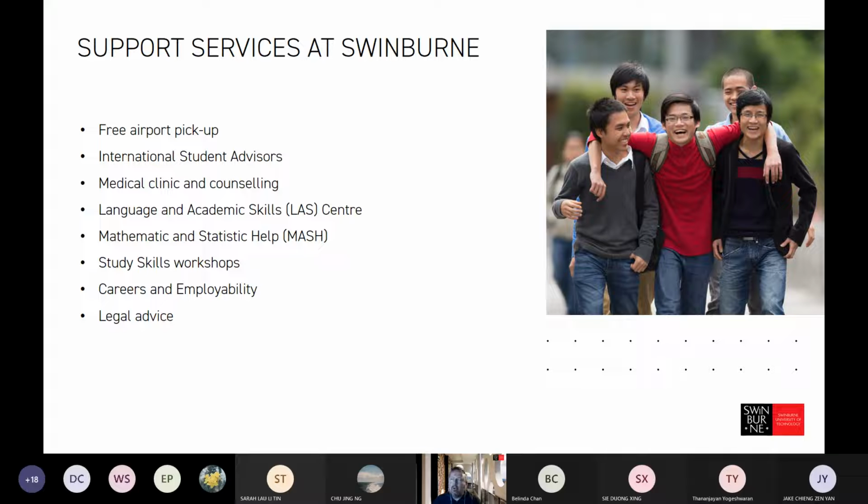You also have support for language and academic skills. So if English isn't your first language, and I know you study in English in Sarawak, but if you still need some support there, then we have that as well. We also have support for mathematics and statistics, and things like study skills workshops. If you need a little bit more support, we also help you with careers and employability services.